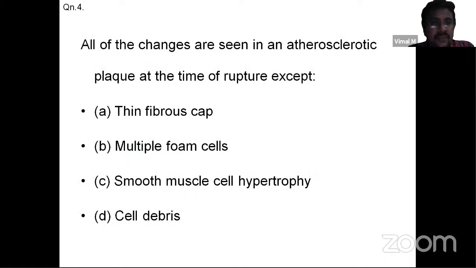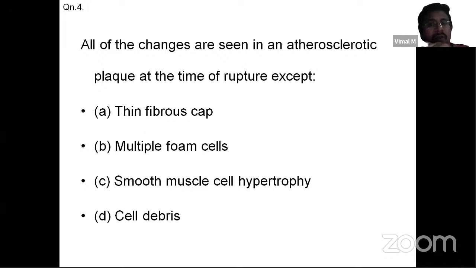The other question, the fourth question: all of the changes are seen in an atherosclerotic plaque at the time of rupture, except, and the four options are thin fibrous cap, multiple foam cells, smooth muscle cell hypertrophy, and cell debris.